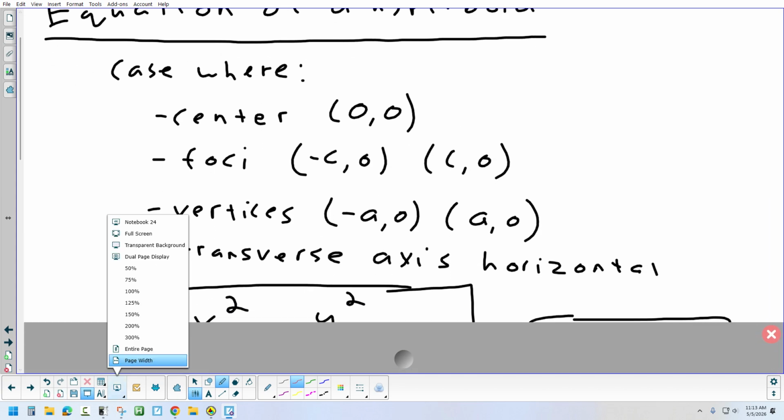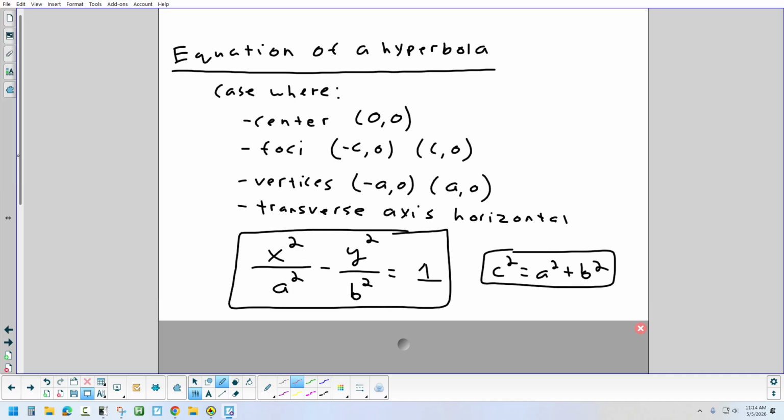So if this equation looks very familiar, it should. It's almost the same equation as yesterday. In fact, the A and the C still mean the same thing. A is the distance from the center to the vertex. C is the distance from the center to the focus. There's no change in what A and C mean. It's still equal to 1. You still have an x and a y variable, both to the second power. But it's a minus sign instead of a plus sign.